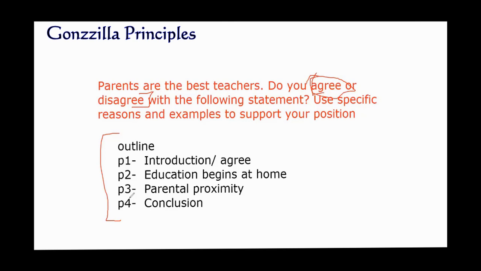So quickly, my first paragraph will be telling the rater or the examiner that I want to agree, and I try to paraphrase the question, which is what we have here. Then afterwards, I will go straight to my second paragraph, which is to talk about my first point here: education begins at home. So I make my elaboration on that point for my paragraph 2. In my paragraph 3, I shall be talking about parental proximity, which is my second point. And finally, I conclude my essay, re-emphasizing what I have fully agreed on.